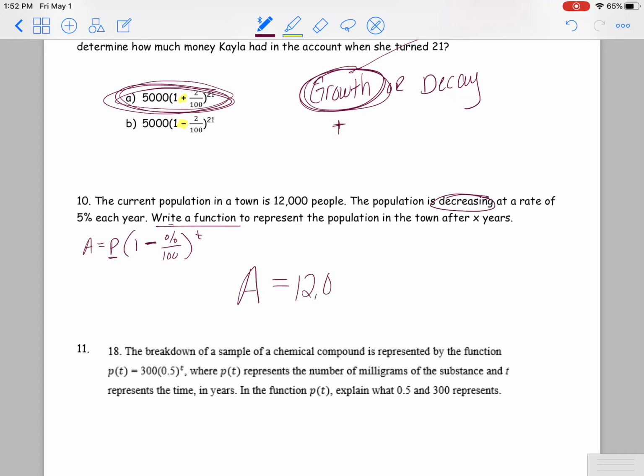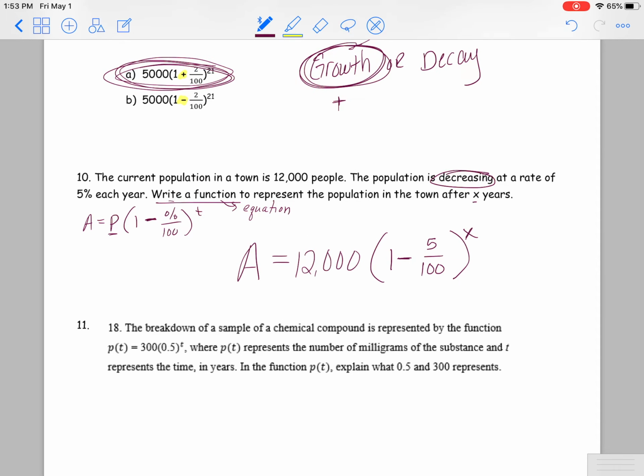So A equals, so my initial amount looks like there was 12,000 people. 1 minus 5 is my percent, always over 100. Raise it to, and they're telling you right here what your variable is, X years. We wrote a function. Remember, function is just a fancy word for an equation.